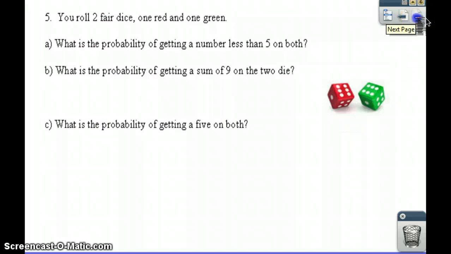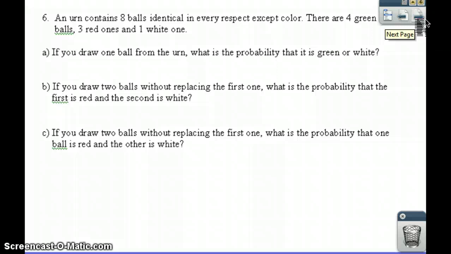Let's go ahead and switch to 6 because we're running out of time. An urn contains 8 balls identical in every respect except color. There are 4 green, 3 red, and 1 white. Okay, what's the probability that it's green or white?